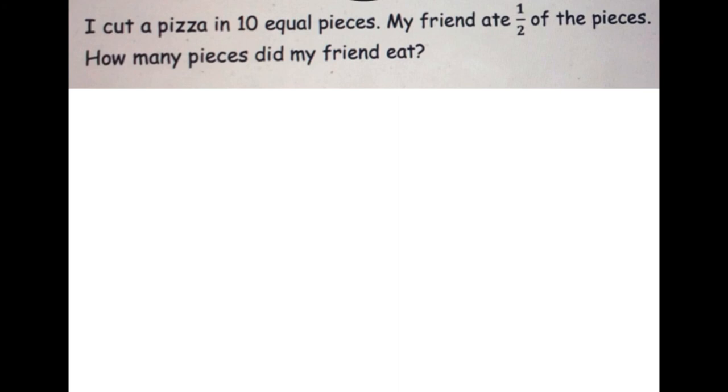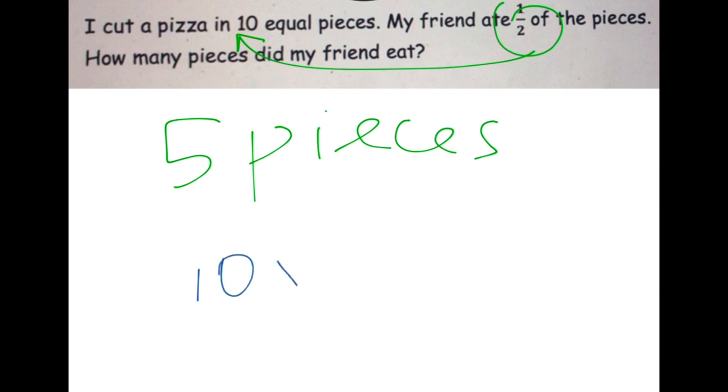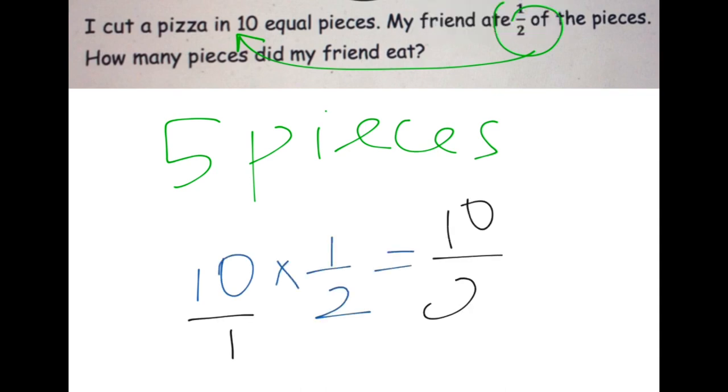Next, I cut a pizza into 10 equal pieces. My friend ate half of the pieces. How many pieces did my friend eat? So that's quite easy. What is half of 10? It's 5 pieces. How can I do it mathematically? It's 10 times 1/2. So that's 10 over 1 times 1/2. That would be 10 over 2, which is 5.